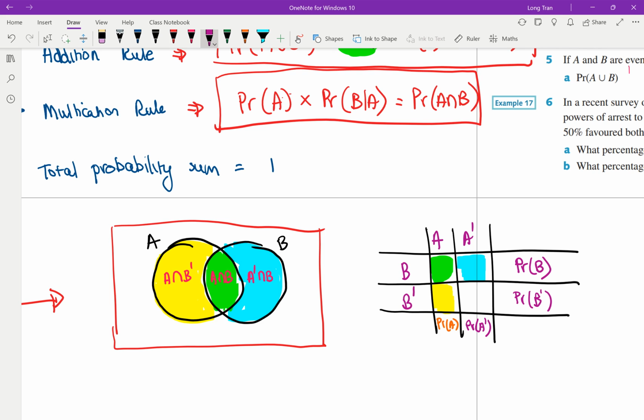Now, if you add all of A and all of not A, what should you get here? Everything. And how do you say everything in terms of probability? 1. This is what I was talking about before. If you add everything together, you have 100%, you've got everything. So it has to be 1. This is to do with probabilities.